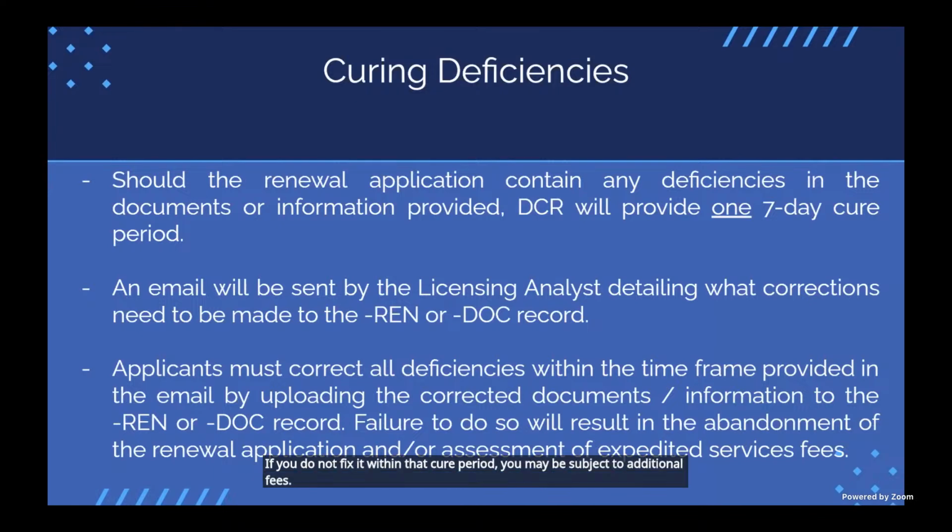An email will be sent by the licensing analyst detailing what corrections need to be made to either the -REN or -DOC record. Applicants must correct all deficiencies within the time frame provided in the email by uploading the corrected documents or information to the appropriate REN or DOC record. Failure to do so will result in the abandonment of the renewal application and/or assessment of expedited services fees.